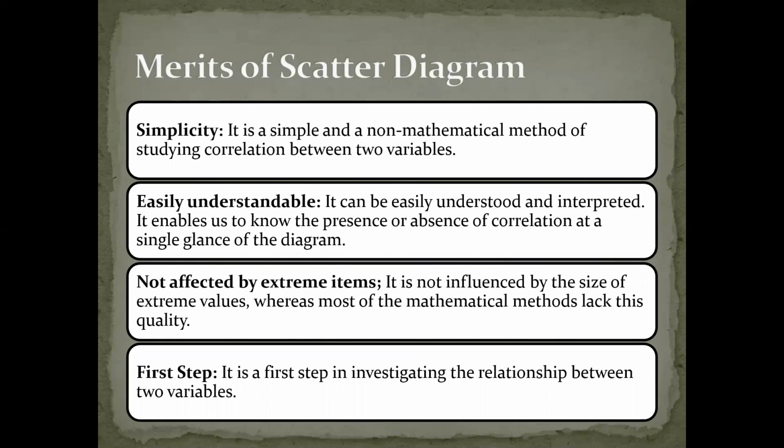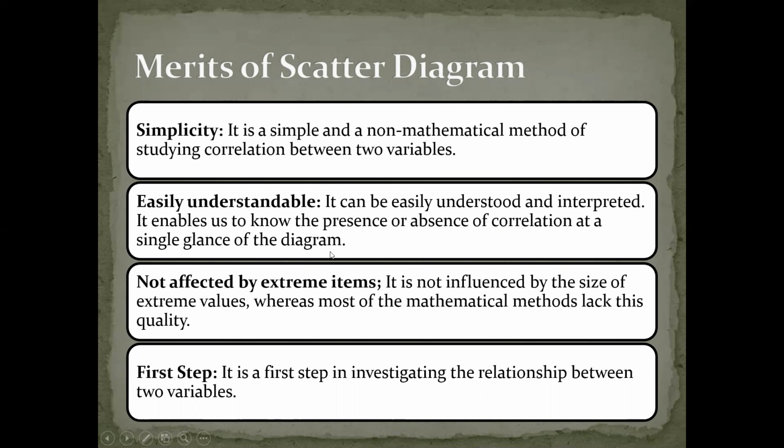So the merits of scatter diagram. First is simplicity. It is a simple and non-mathematical method of studying correlation between two variables. No calculations are involved. Second merit is it is easily understandable. It can be easily understood and interpreted. It enables us to know the presence or absence of correlation at a single glance of a diagram.